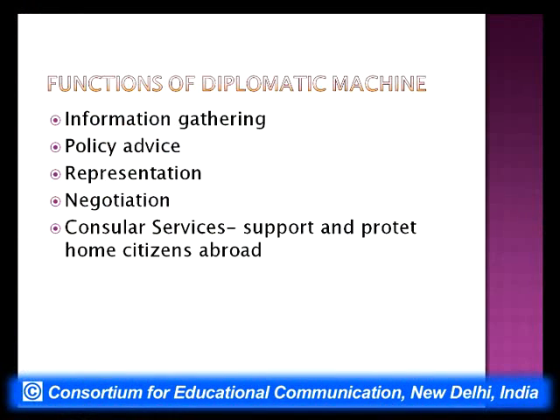Now, when we talk about the functions of the diplomatic machine, there are a lot of important functions, and every function is very important. The first function is called information gathering. Information gathering is important because these are the data inputs which come, and these help in reformulation of policies or informing new policies. So, information gathering in some other country is one important role of the diplomatic machinery. Second is policy advising.